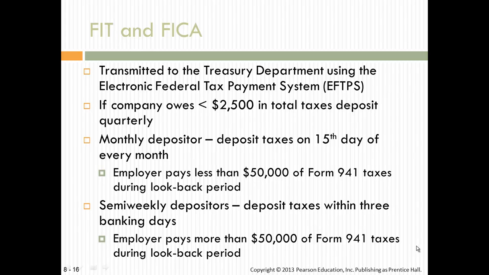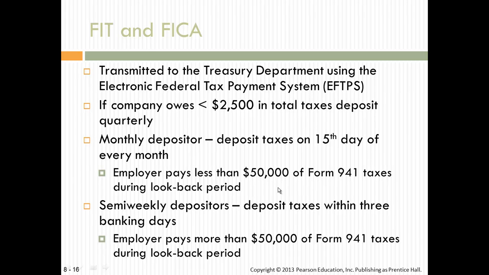FIT and FICA are transmitted to the Treasury Department using an electronic system called EFTPS. If you owe less than $2,500, it's quarterly. If you're a monthly depositor, you have to deposit taxes on the 15th day of every month.